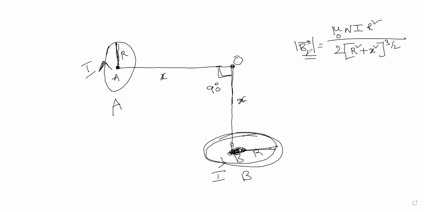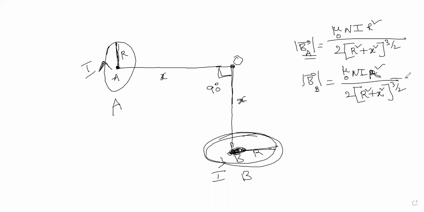Whether it is BA or BB, that's fine. At the point B, it's the same. Value wise, it is the same: mu naught n I r square divided by 2 times r square plus x square, whole power 3 by 2. This formula you have to remember for the circular coil.